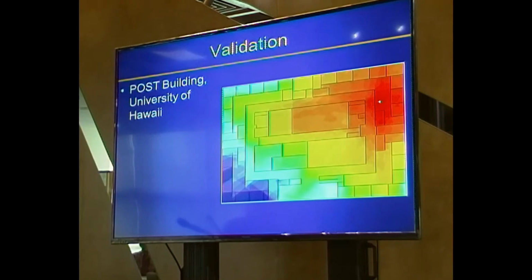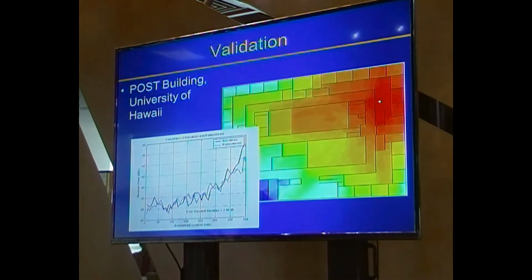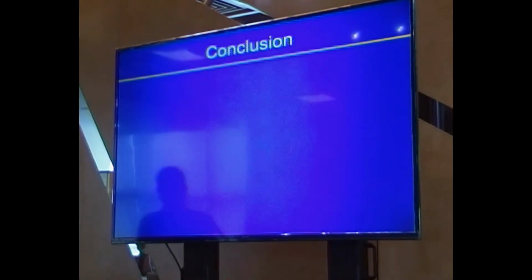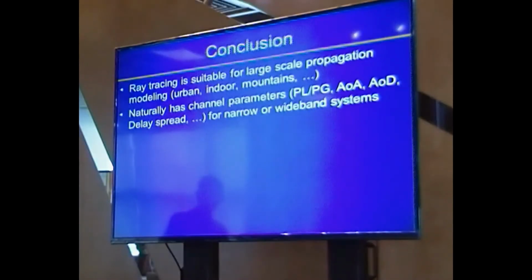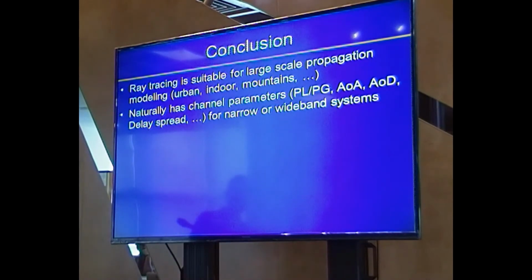And then the indoor cases, this building is where the office is, so we can measure in the building very easily. So you can see that the red one and the blue one. The red one is just the ray tracing, and the blue one is a measurement. So they match very well here. So in conclusion, ray tracing is very important, and it is suitable for large-scale propagation modeling, urban and indoor environments.